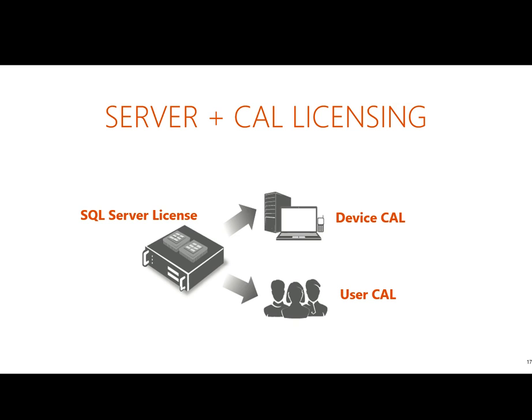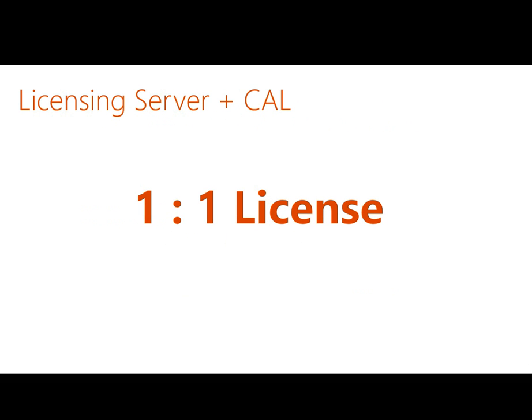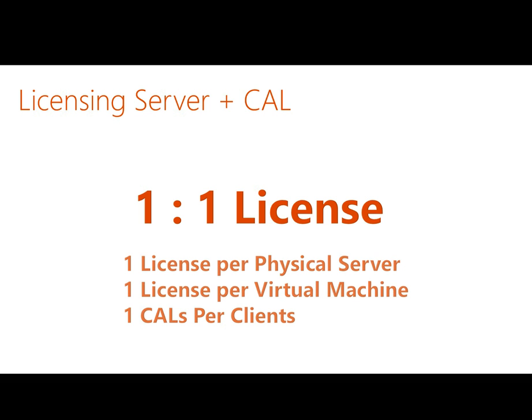So, first is server and CAL licensing. For client access licenses for SQL, you have device CAL or user CAL. Licensing for server and CAL is 1:1. It means if you have one physical server, it doesn't matter how many physical processors or how many cores, it's just one license. And one license for clients. So that's how it works.